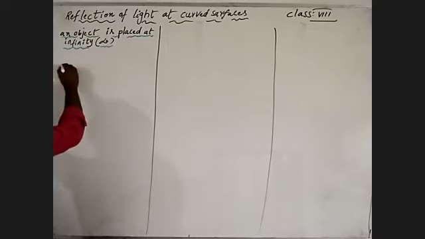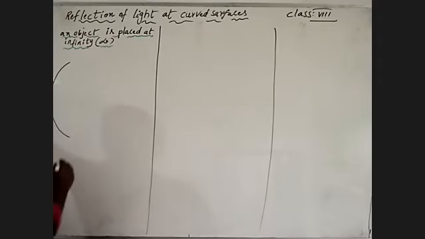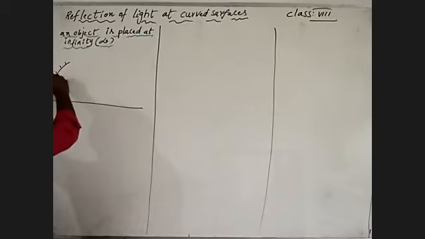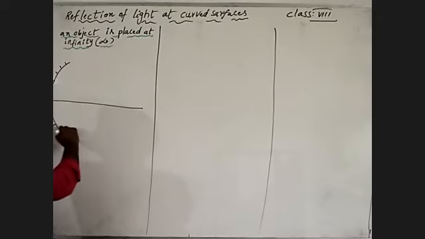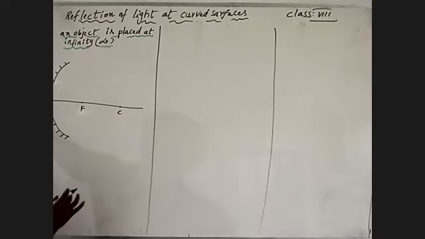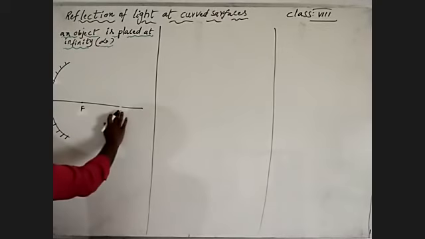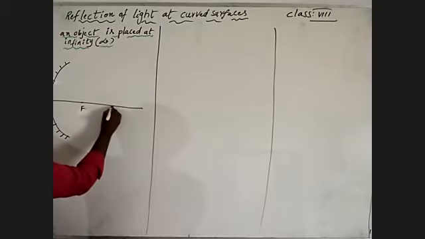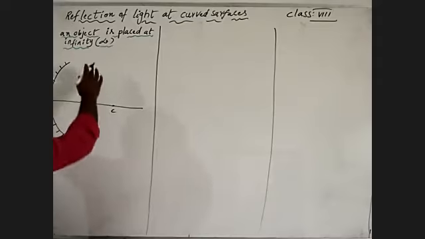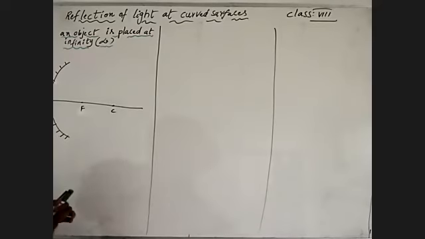So I am going to draw a concave mirror. This is a concave mirror, and we know well about the inner curved surface. This is the pole, this is the focus, and this is the center of curvature, approximately, with the same distance. An object is placed at infinity.